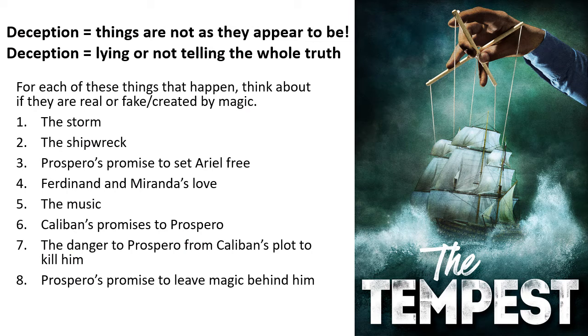Another theme we're looking at today is deception. So deception is when things are not as they appear to be, or deception can be lying or not telling the truth. Here are some examples of things that happen in the play. I want you to write down whether you think they are real or whether they are fake or created by magic. So there's the storm, the shipwreck, Prospero's promise to set Ariel free, Ferdinand and Miranda's love, the music, Caliban's promises to Prospero, the danger to Prospero from Caliban's plot to kill him, and Prospero's promise to leave magic behind him. So have a think about each of those and say whether you think they are real, or whether they are fake because they've been created by magic. Pause the video here and we'll have a look at them in the next slide.